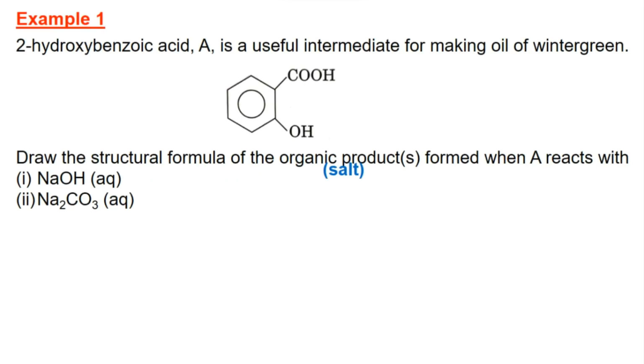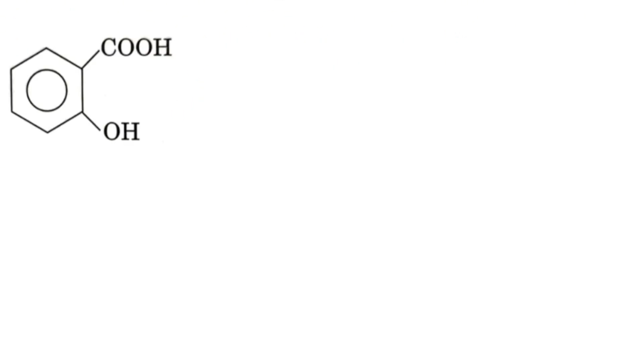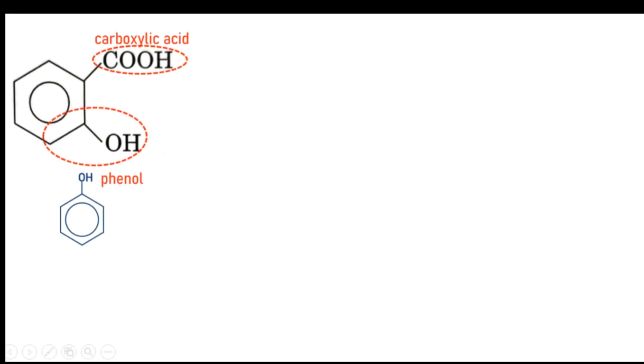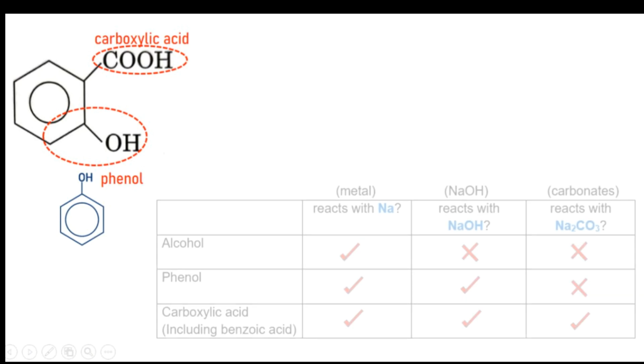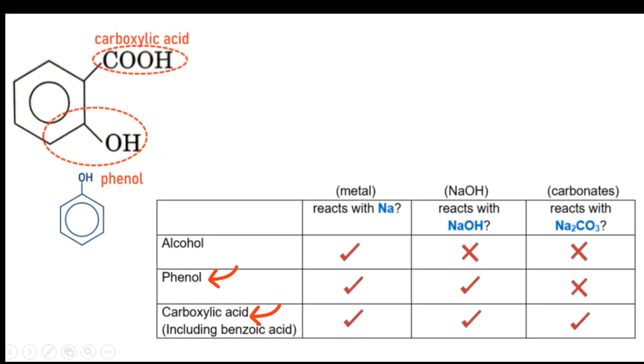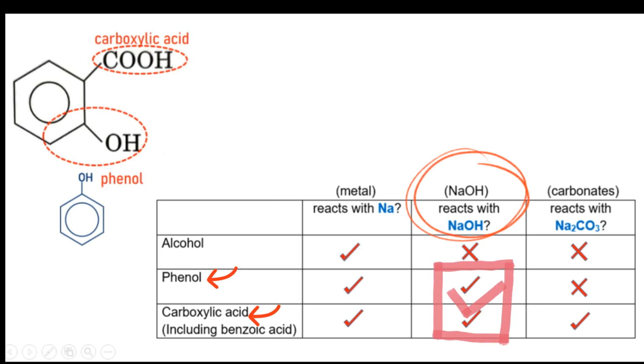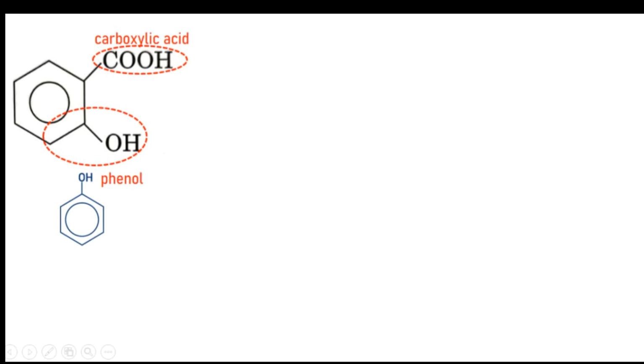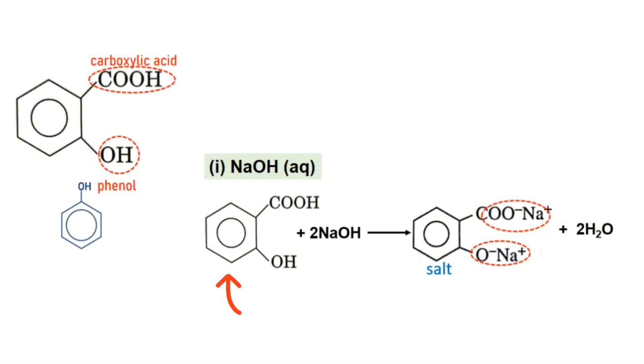At first, we need to know the functional groups of 2-hydroxyl benzoic acid. It has functional groups of carboxylic acid and phenol. If we refer to this table, both carboxylic acid and phenol will react with sodium hydroxide solution. Therefore, the salt produced from 2-hydroxyl benzoic acid with sodium hydroxide solution should be like this.